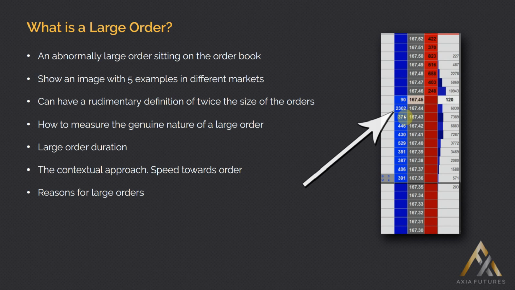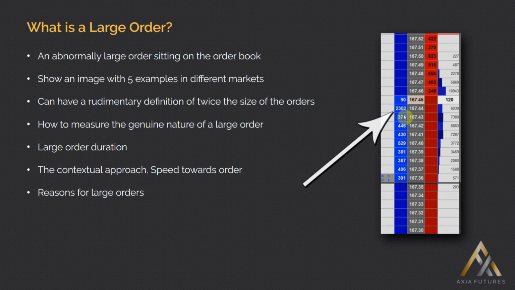Then the next question is to try and determine what type of trading strategies you want to deploy. A basic, rudimentary definition is twice the size of all the other orders. So in this context, although we have a 2,300 lot, if that was a 1,000 lot, that would by its definition constitute a large order.